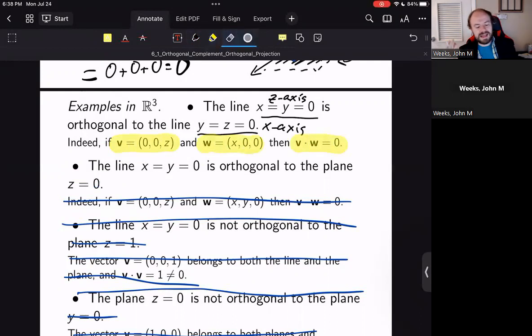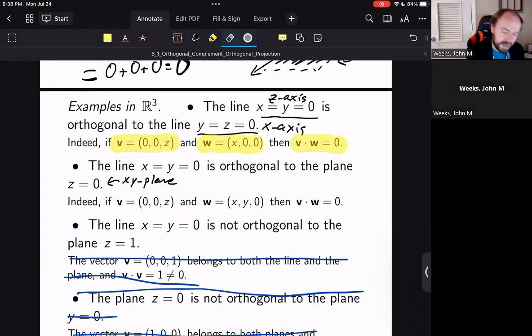We could also look at the line x equals y equals 0. That is exactly the z-axis, like we said before, and that's orthogonal to the plane z equals 0. We know this to be the xy plane. And we've gone through and shown what this proof looked like as well. Now, there are some lines that are not orthogonal to specific planes that may surprise us. And so we want to make sure that we're paying attention to this as well, because this is something that can thwart our geometric understanding of orthogonality, like this one.